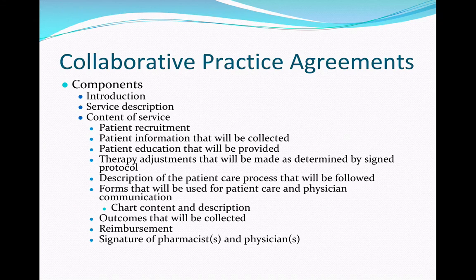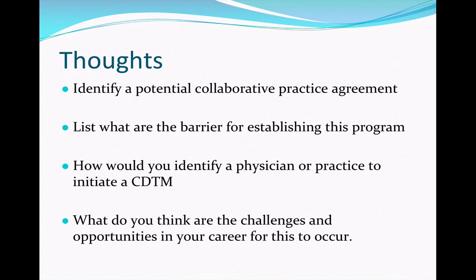So, in summary, a collaborative practice agreement has many components that go into it. There's the introduction, the description of your service, how you're going to recruit patients, and the consent form. What are the protocols you're going to provide? What are the forms of communication to the patient and the physician? What outcomes will be collected? And not necessarily reimbursement. Remember I said you're not allowed to provide incentives, but if there's a billing component, that component should be described between you and that physician, of how that's going to occur. And then definitely you need your license numbers and your signatures, the pharmacist and physician.